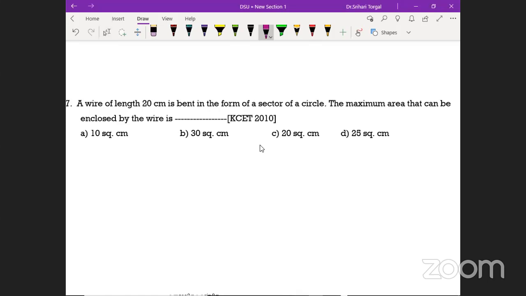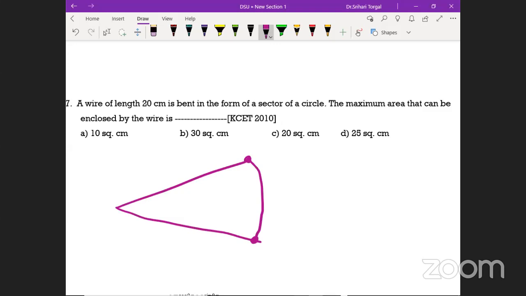Using that previous data, you can answer this very easily. A wire of length 20 centimeter is there. You have to bend it in the form of a sector of a circle. I have to bend like this, using that wire, and make this shape. Then the maximum area enclosed by the wire is?